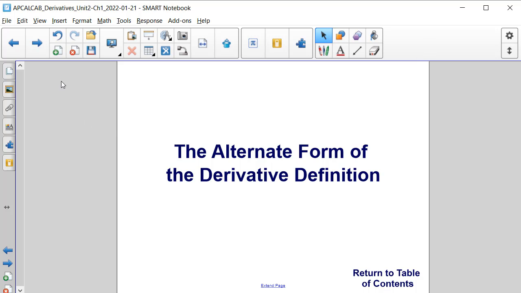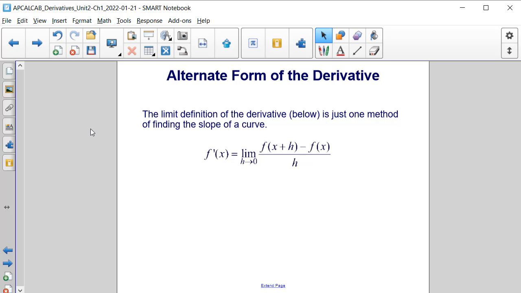The alternate form of the derivative definition. The limit definition of the derivative, which is f prime of x is equal to the limit as h approaches 0 of f of x plus h minus f of x all divided by h, is just one method for finding the slope of a curve.